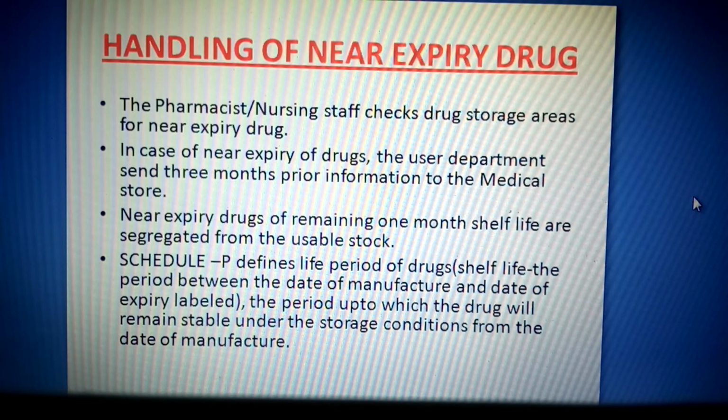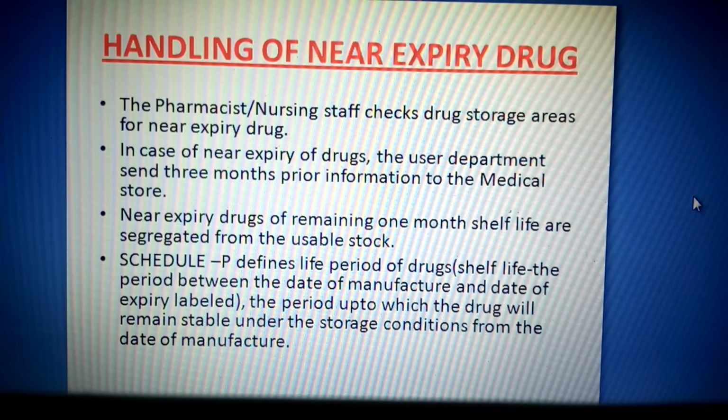Now, handling of near expiry drugs. The pharmacist or the nursing staff checks the drug storage area for near expiry drugs. In case of near expiry of drugs, the user department sends 3 months prior information to the drug store or medical store. Near expiry drugs with a remaining 1 month of shelf life are segregated from the usable stock.